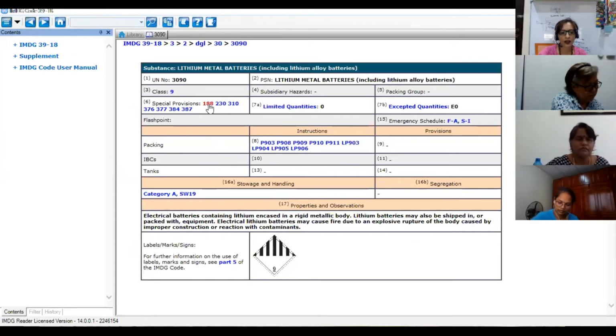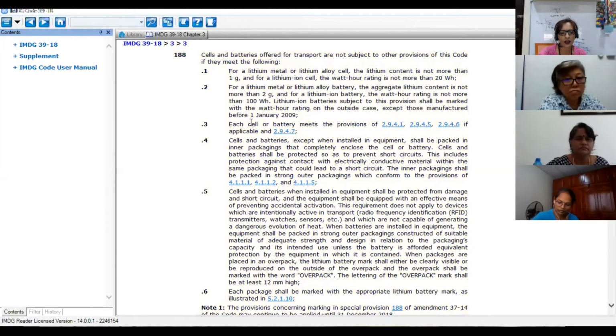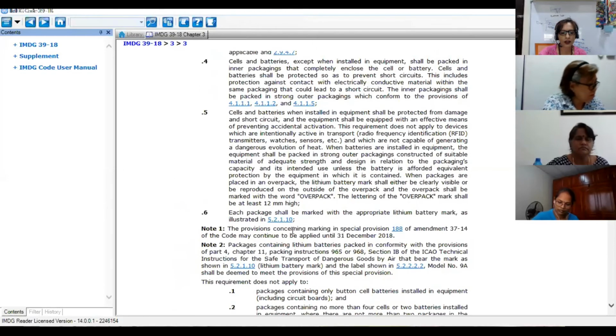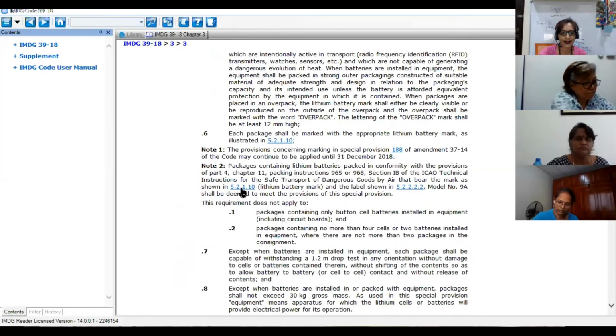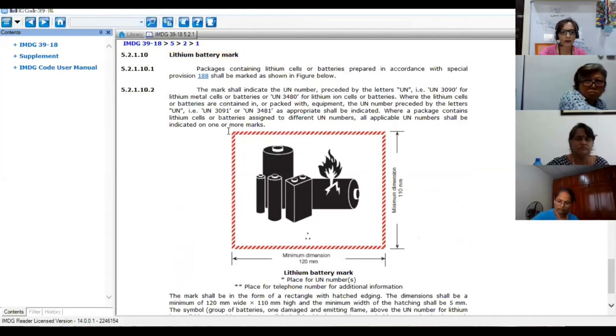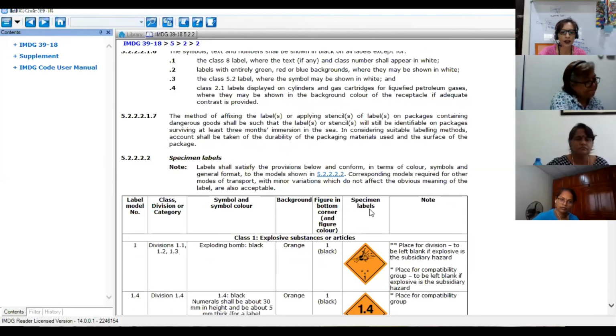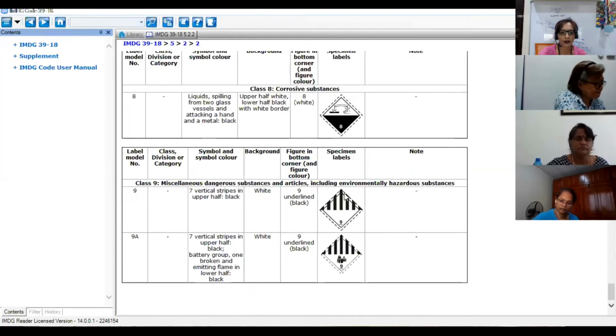First, you go to 188. And just now I showed you 188, right? 188 was actually telling you that if the battery contains less than 2 grams of the lithium content, you will use this sticker. If it contains more than 2 grams of lithium content, then you will be using the label 9A, which is this one.